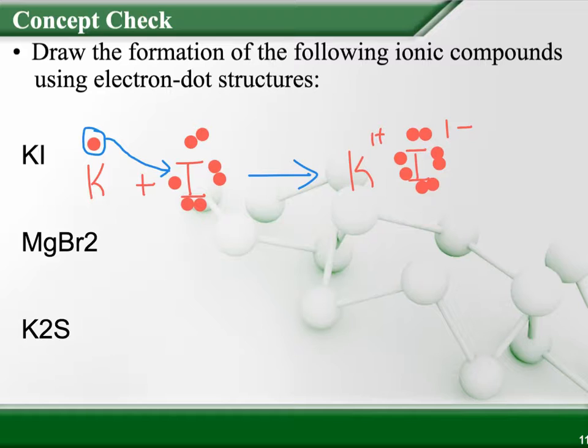Magnesium bromide: we have magnesium and 2 bromines. That's what the 2 says. So we're going to put 1 here and then put the other one just underneath it. Now, forming the electron dot structure, magnesium has 2 electrons. Each of these bromines have 7.